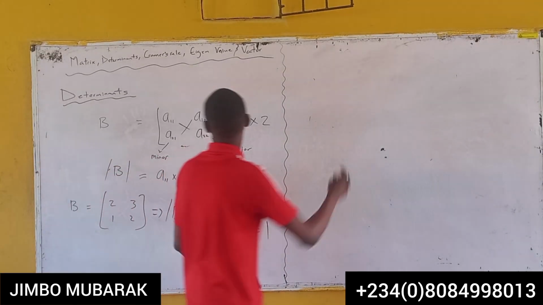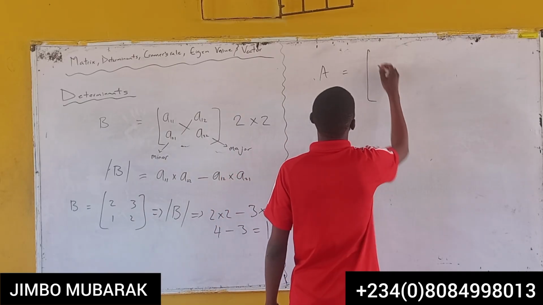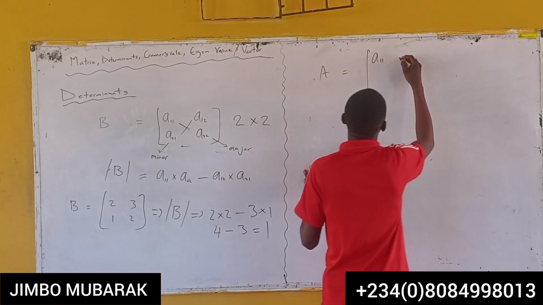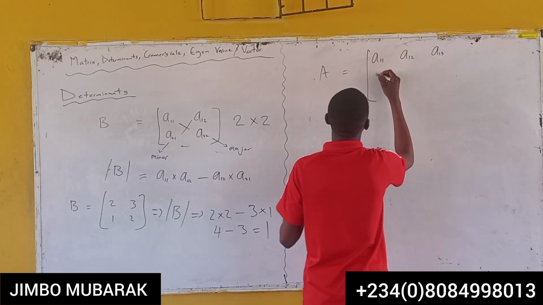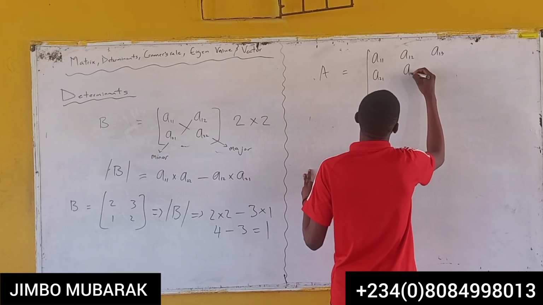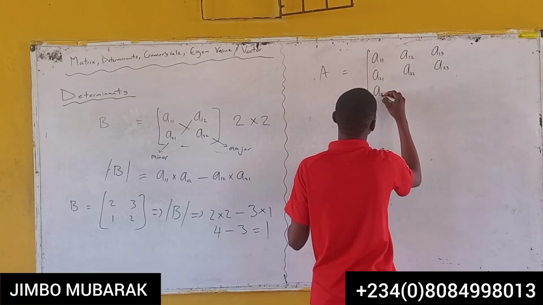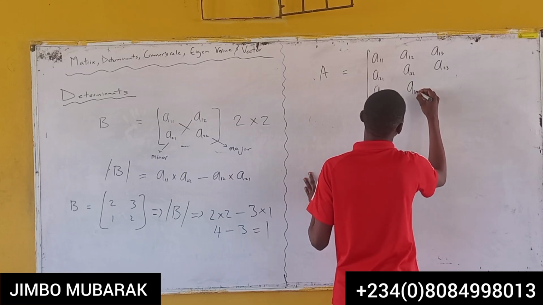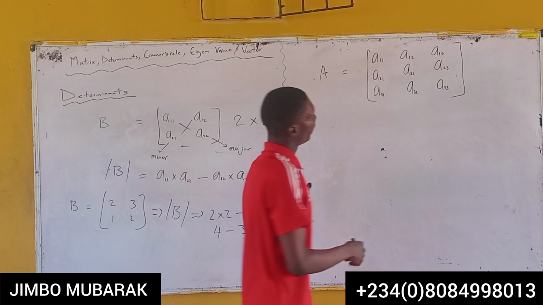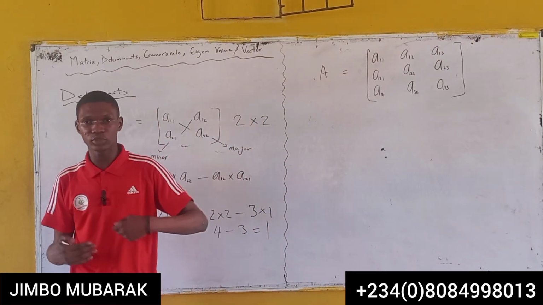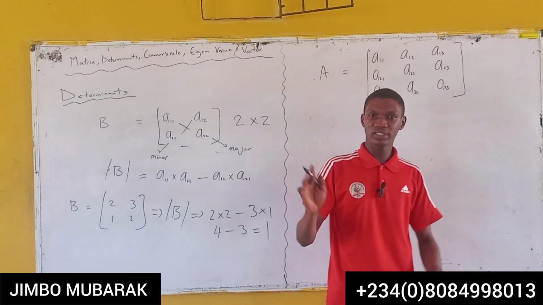Alright, let's take this simple illustration. So we have A equals A11, A12, A13, A21, A22, A23, A31, A32, A33. Alright, and we have to look for what? The determinant of A. This is a 3 by 3 matrix.